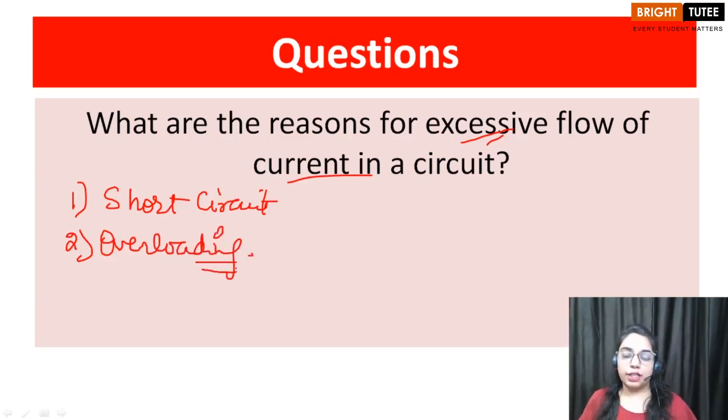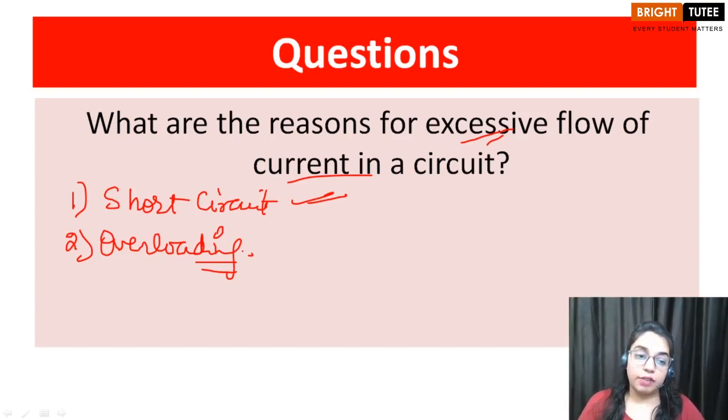So what is short circuit, children? Sometimes what happens is, due to wear and tear, the insulation from the wires is removed. Okay, and these wires might be touching somewhere, and this can cause a short circuit or the excessive flow of current. Okay, and this is the main reason for fires.